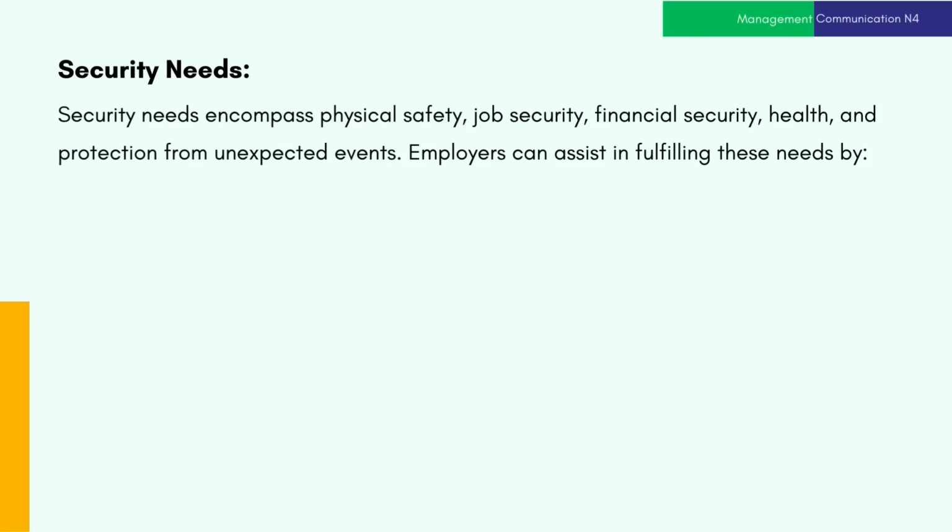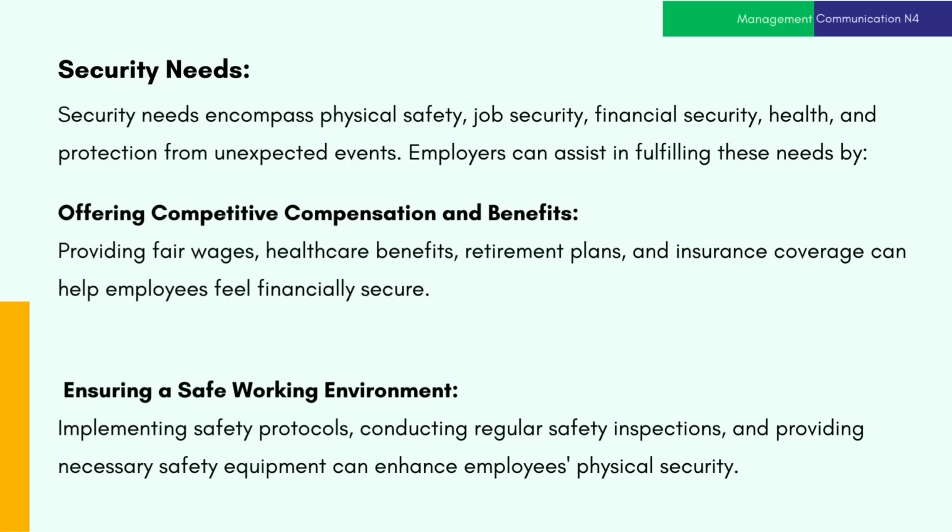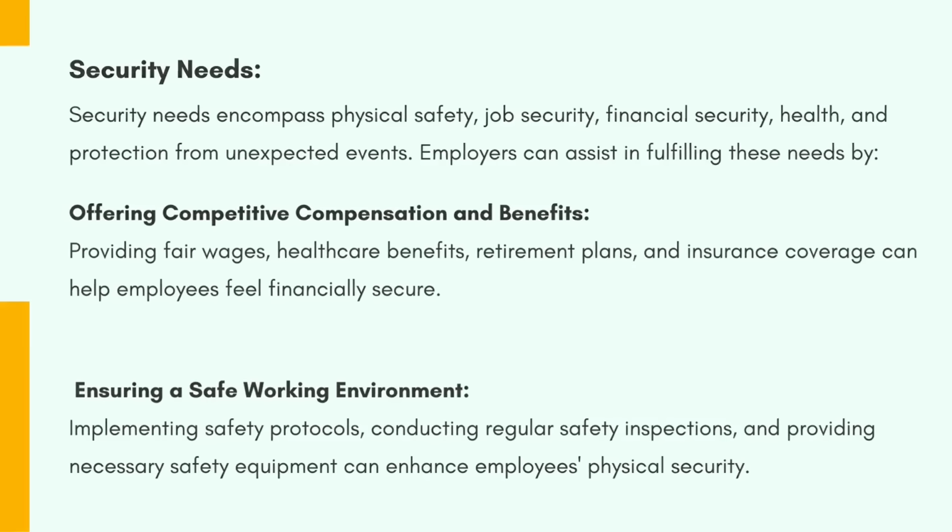1. Security needs. Security needs encompass physical safety, job security, financial security, health, and protection from unexpected events. Employers can assist in fulfilling these needs by A. Offering competitive compensation and benefits. Providing fair wages, healthcare benefits, retirement plans, and insurance coverage can help employees feel financially secure. B. Ensuring a safe working environment. Implementing safety protocols, conducting regular safety inspections, and providing necessary safety equipment can enhance employees' physical security.